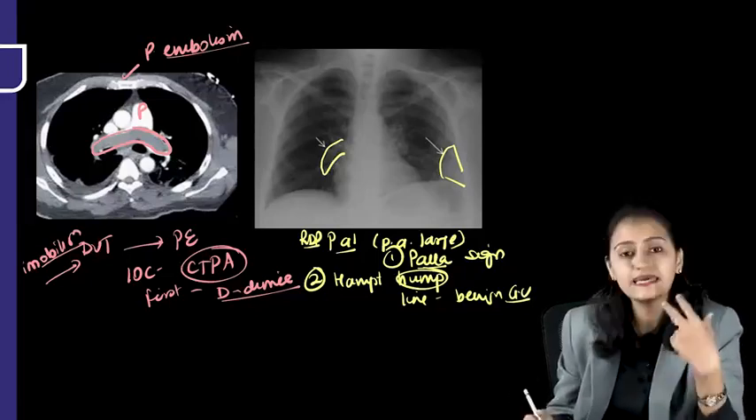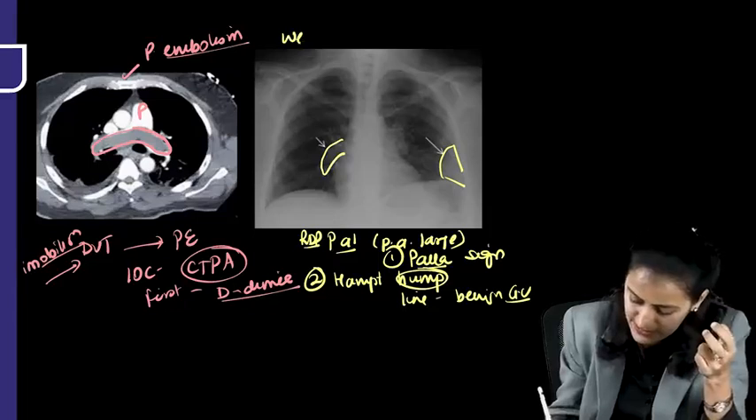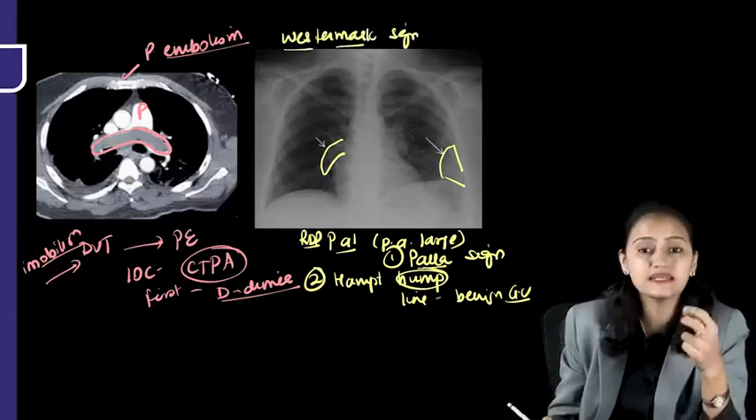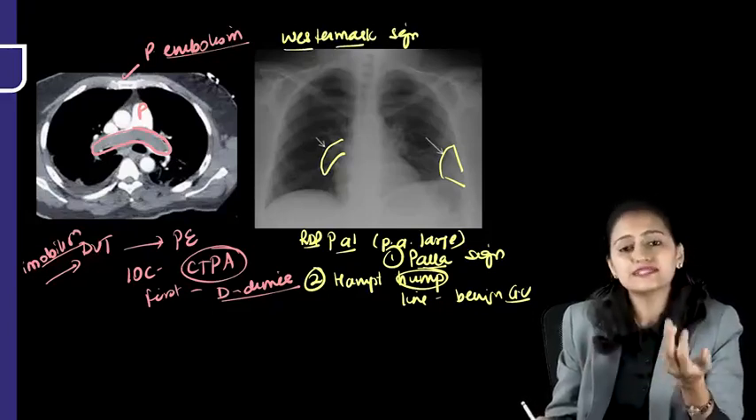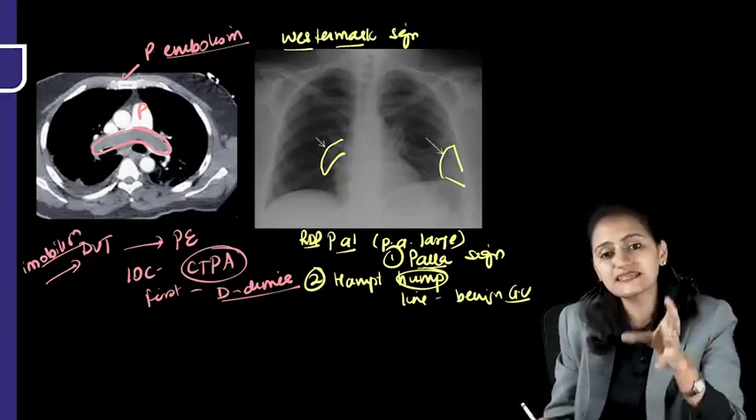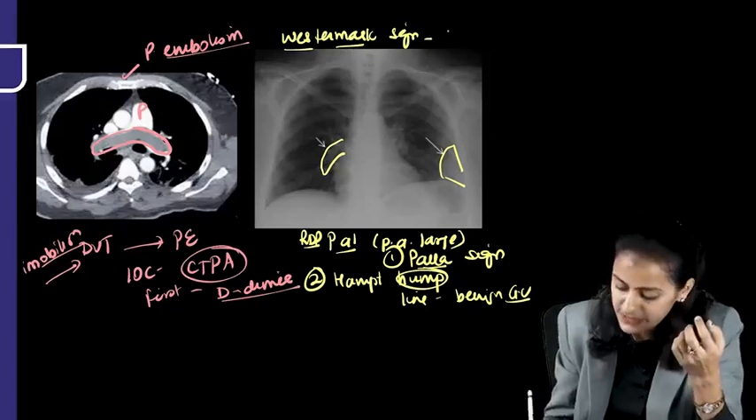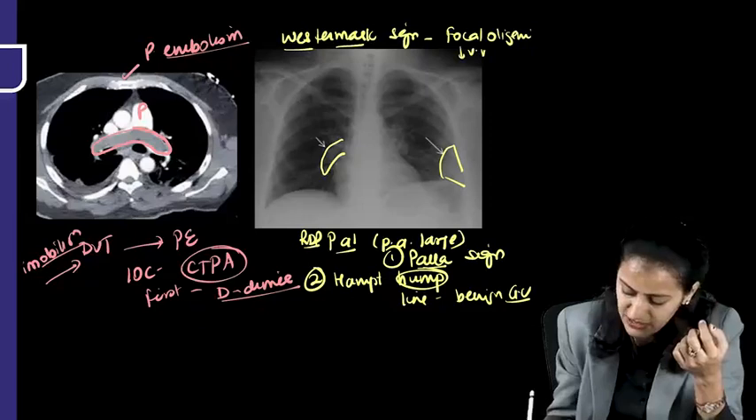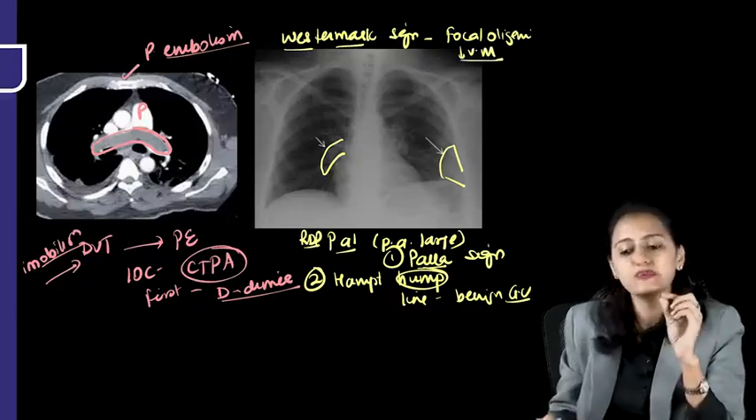So, Palla sign, Hampton's hump, and the next is the Westermark sign. Westermark, read it as vascular mark. So, in pulmonary embolism, the vascular markings are decreased because of embolism. So, that is basically focal oligemia. The decreased vascular markings focally, that is the Westermark sign.